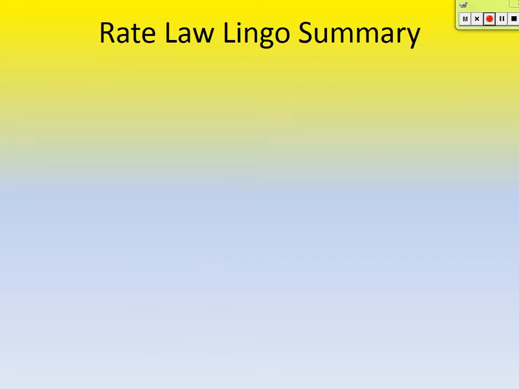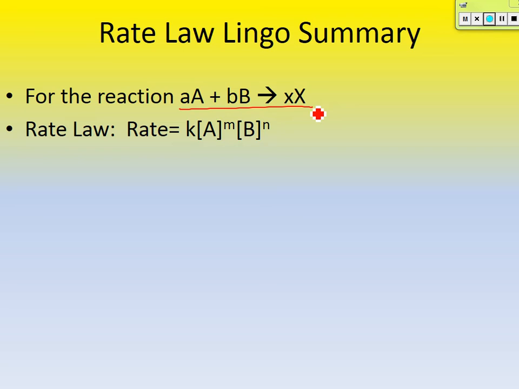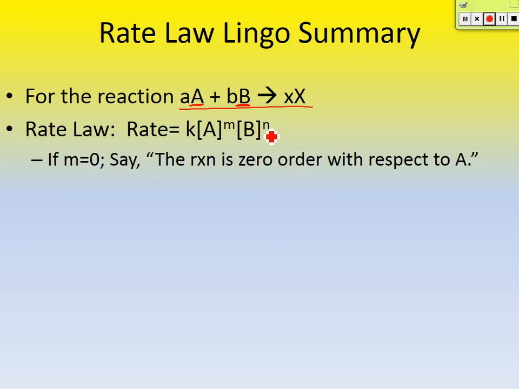Okay, so let's summarize what we just talked about. Let's summarize the rate law lingo. For this reaction, okay, now I've got a new reaction here. I've got that chemical reaction going on. The rate law for that reaction would look like this. It would be some rate is equal to the rate constant. I've got reactant A, so this is the molar concentration of A raised to the order of M, times the molar concentration of B raised to the order of N.